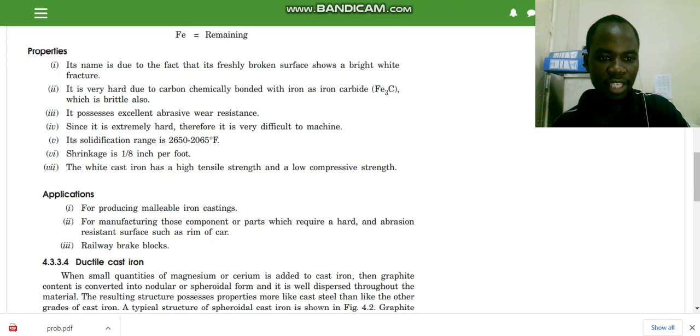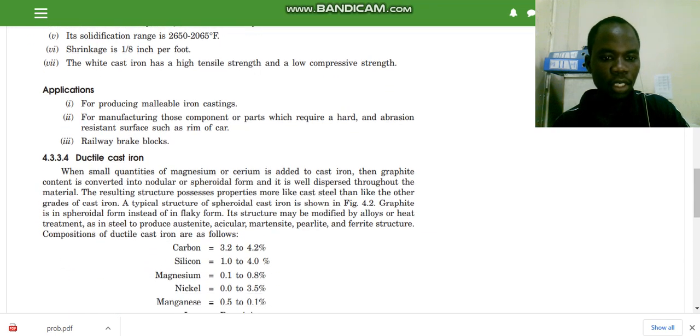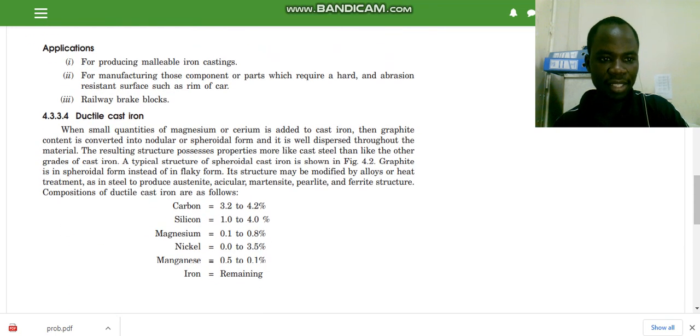The white cast iron has high compressive strength and low tensile strength. Applications: we can use it for producing malleable iron castings, for manufacturing components or parts which require a hard and abrasion resistant surface such as rims of cars, railway brake blocks. Let's discuss the next type of cast iron, and that's ductile cast iron, which has small quantities of magnesium or cerium added to the cast iron to make the ductile cast iron.